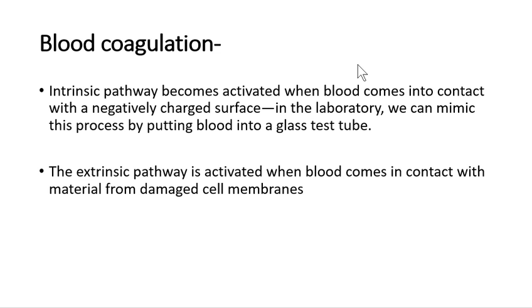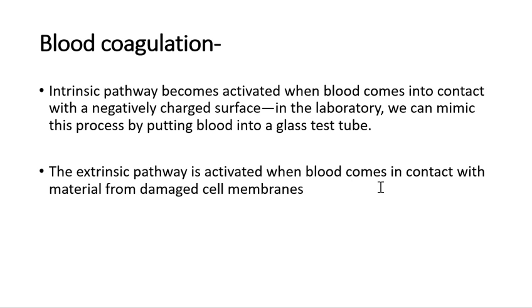Next is blood coagulation, where there are two pathways. One is the intrinsic and one is the extrinsic pathway. Okay, we'll see those pathways in detail. The intrinsic pathway is activated when, within the blood vessels, a number of cells or platelets come in contact with a negatively charged surface. Okay, so either collagen or surface contact. Then the intrinsic pathway is activated.